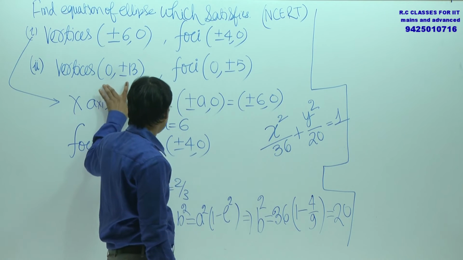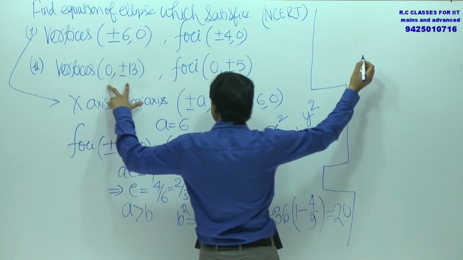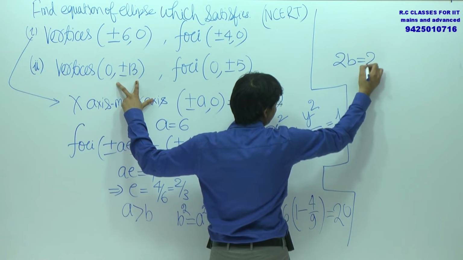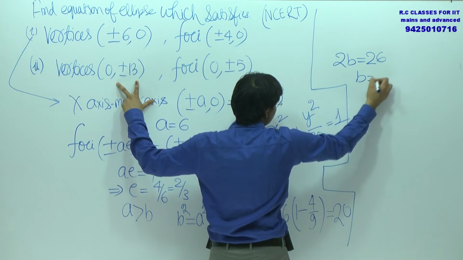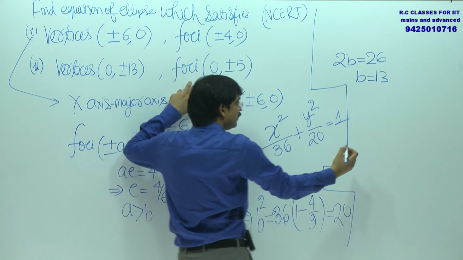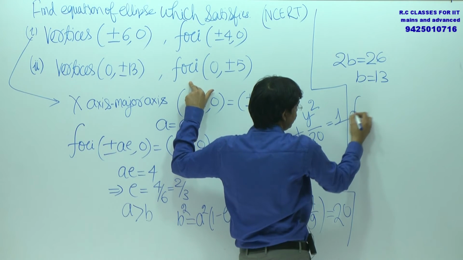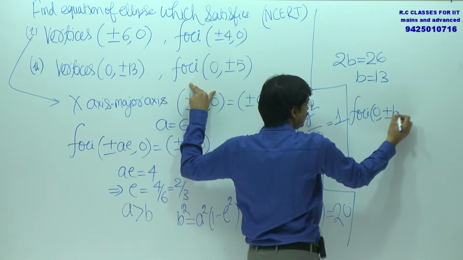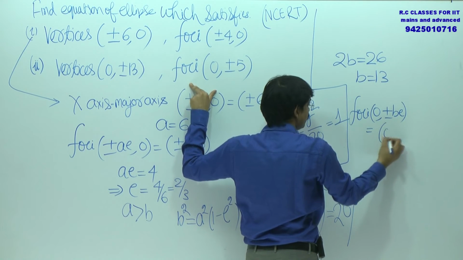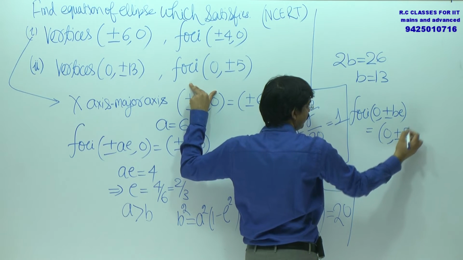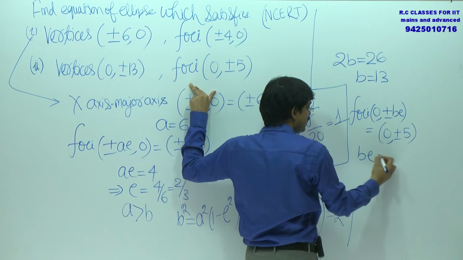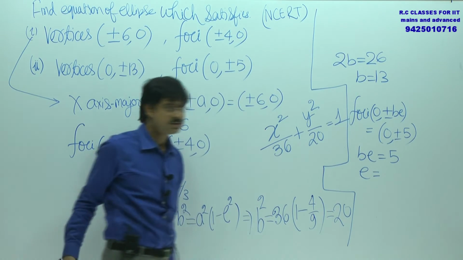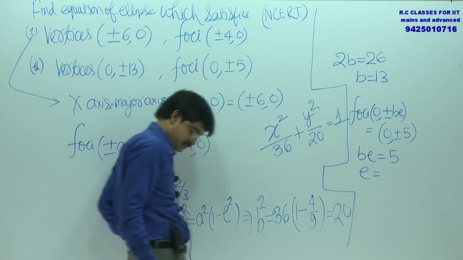So second one 0, plus minus 13. So 0, plus minus 13, 2b is coming as 13 plus 13, 26, or b is equals to nothing but 13. Foci, those are 0, plus minus be, which are 0, plus minus 5. So be is equals to 5. Value of e, that will be equals to 5 by 13.